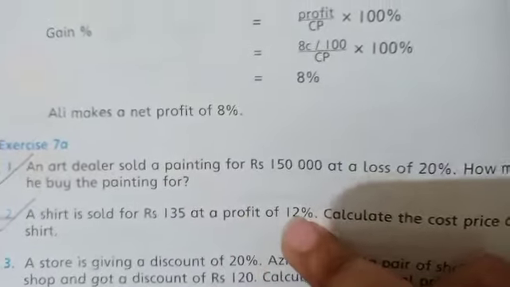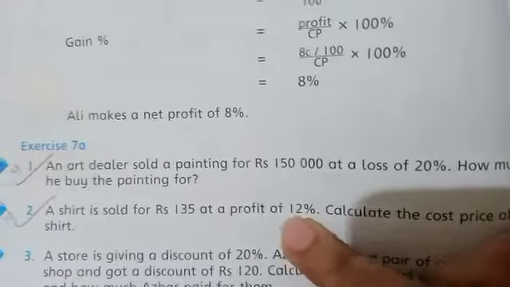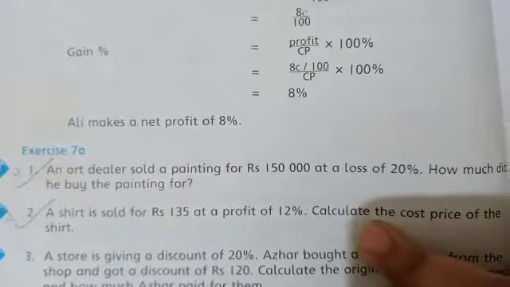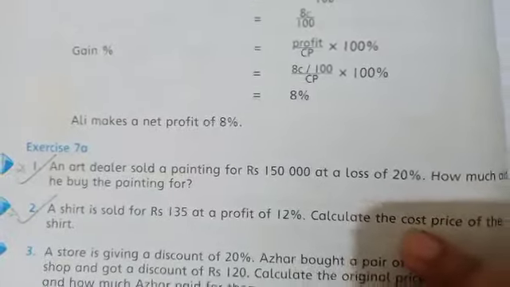Profit is given to you this time instead of loss. Again it is given in the form of percentage. It means you have to calculate the amount of profit as well. Calculate the cost price of the shirt. Again they have given cost price to calculate. Simply here they have written cost price to calculate.